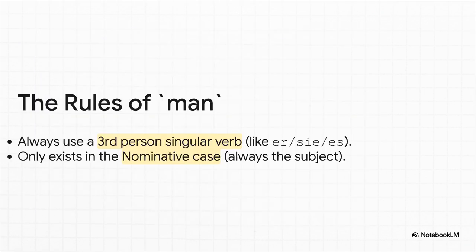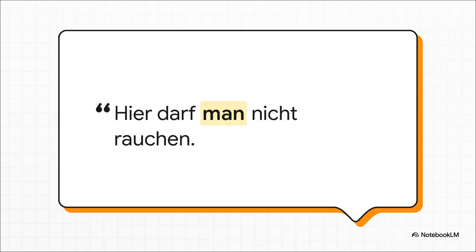That's man. Now, here's the deal with man. There are two golden rules you got to remember. Seriously, get these down and you've basically mastered it. Rule 1. You always use a third-person singular verb with it, the same one you'd use for er, sie, es, so it's going to end in t. Rule 2. Man only exists in the nominative case. That just means it's always the subject of the sentence. Always.